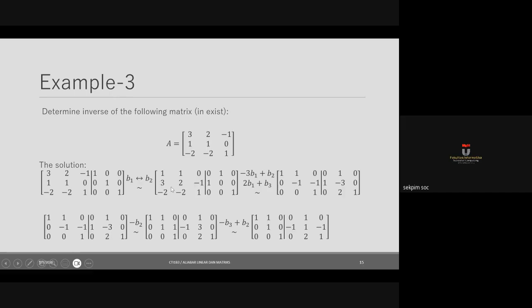And next is how to make this all 0. To make it all 0, we can add, right?